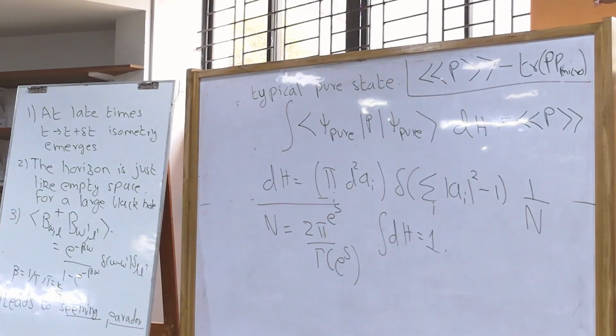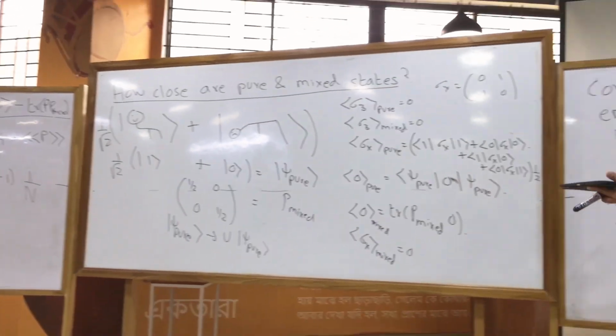Are there any questions about this? Yes. Yeah, it is written here. It's rho micro. It's this density matrix. Is defined here.